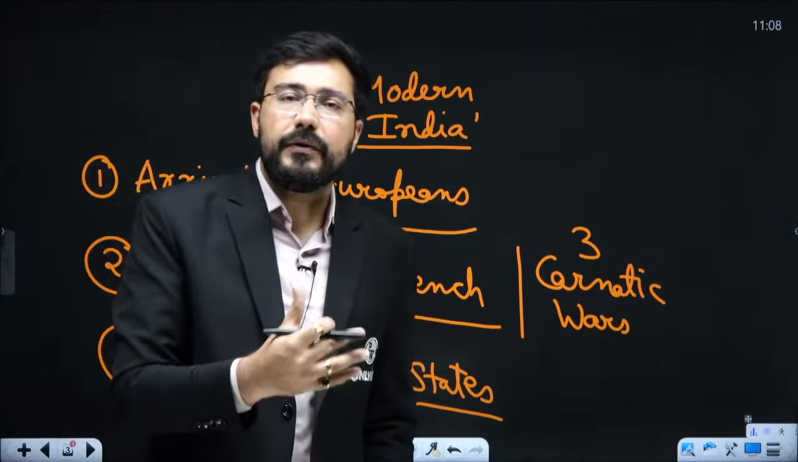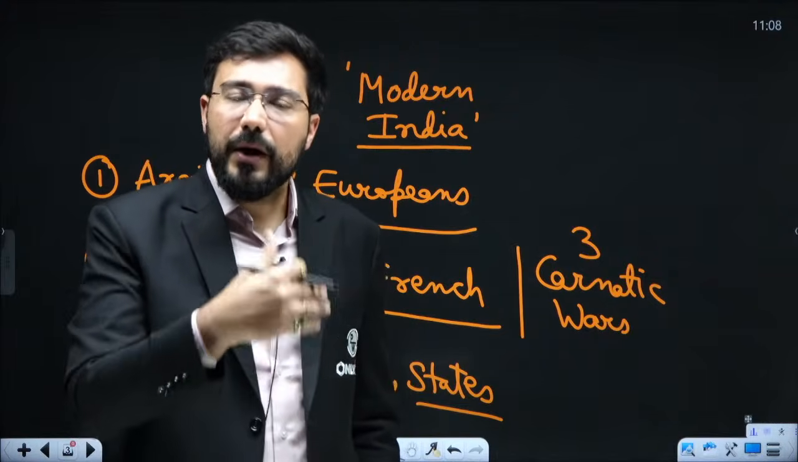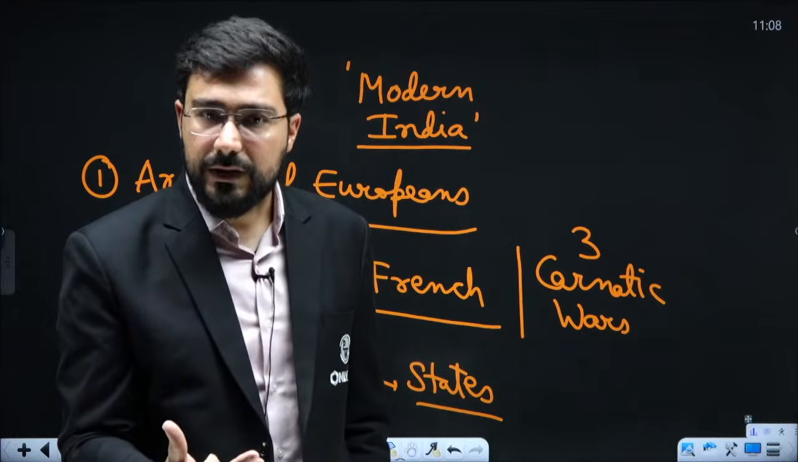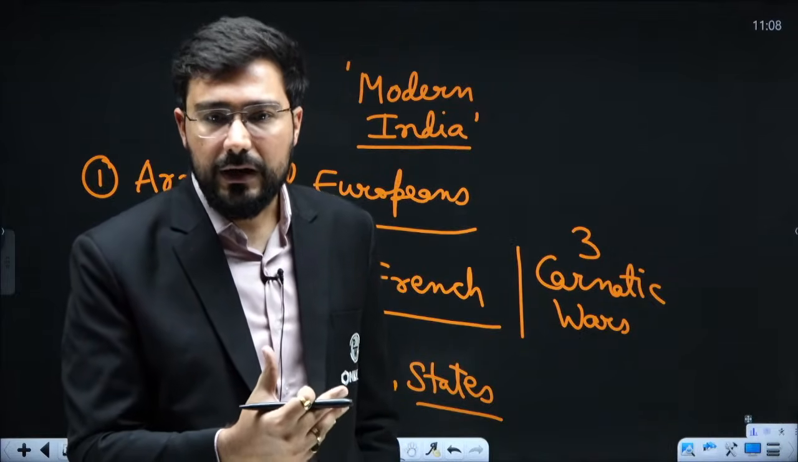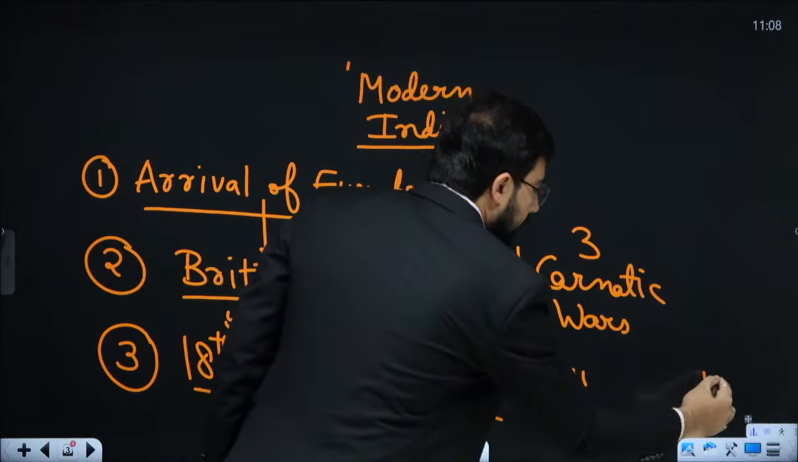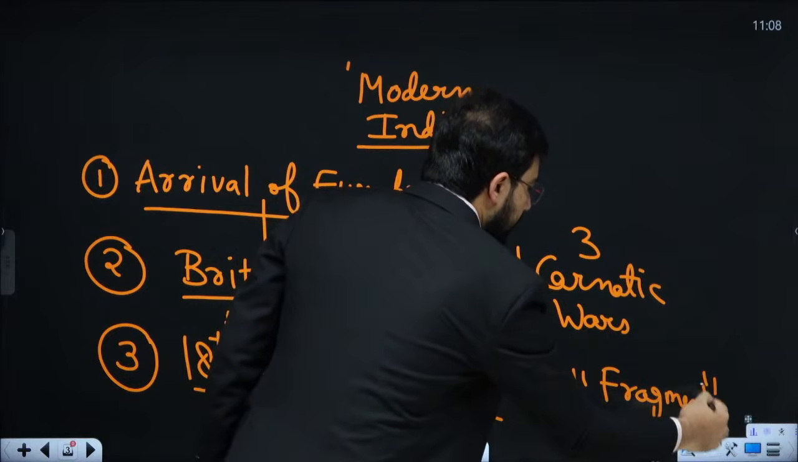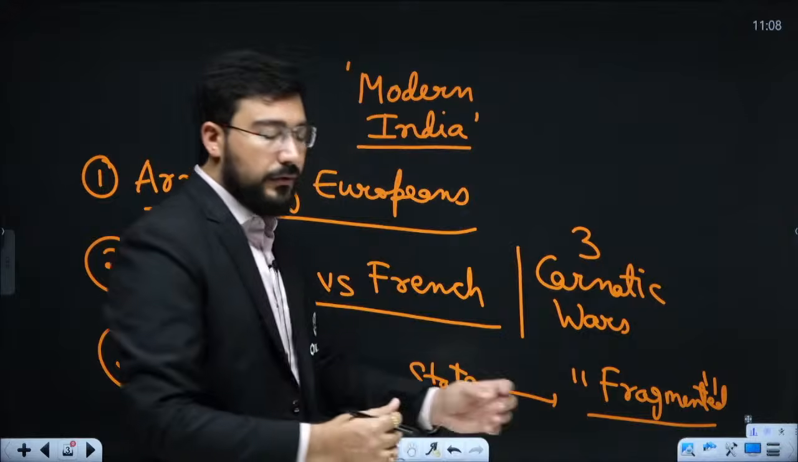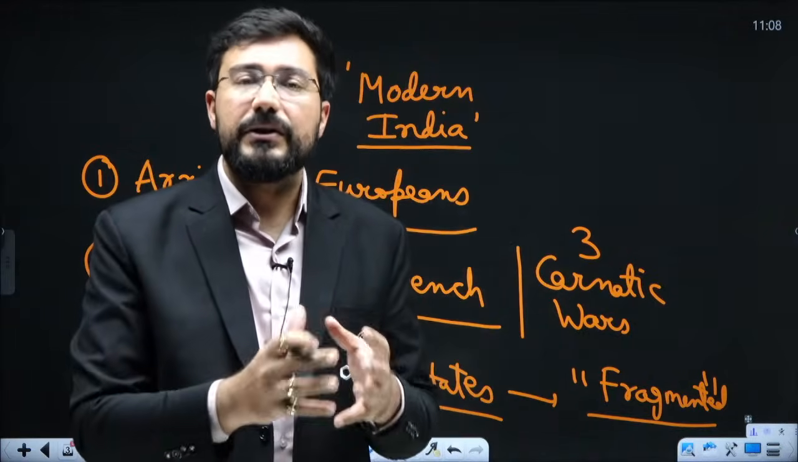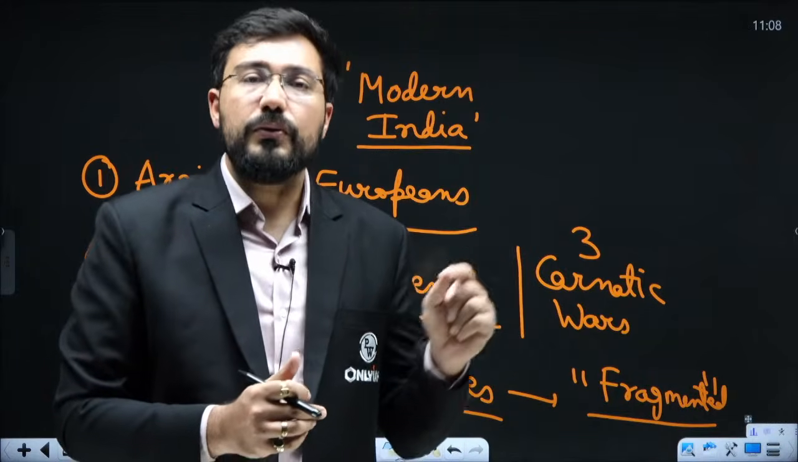Some of these states were successor states, states which were formed out of the Mughal Empire itself by their own governors, like Bengal, like Hyderabad, like Awadh. Side by side, we also understand how they were fragmented. All these states were fragmented enough. It was not about the Mughal Empire. The Mughal Empire was now crumbling, and these states were rising side by side. So that gave a good opportunity to the British.